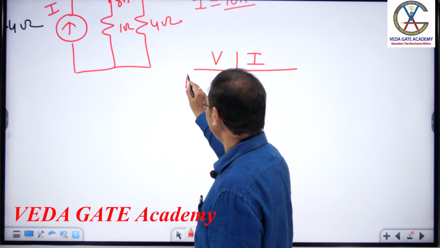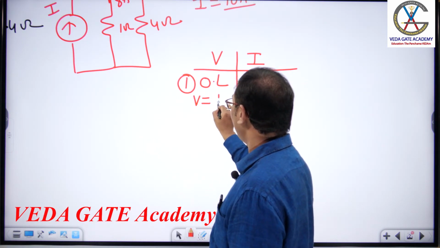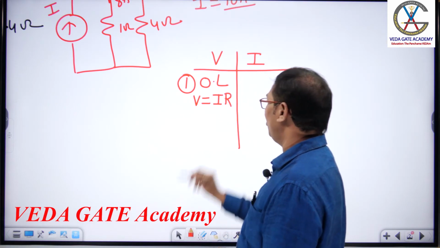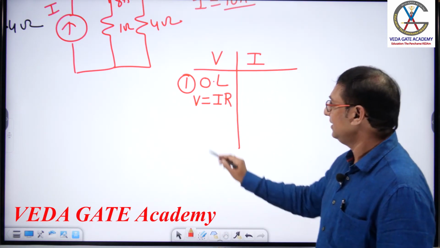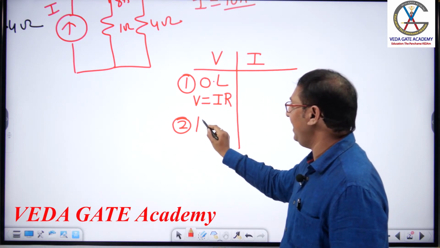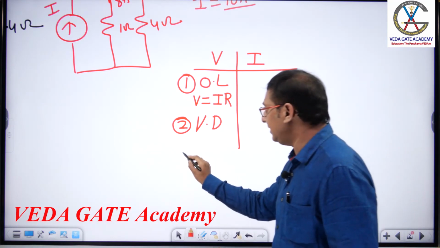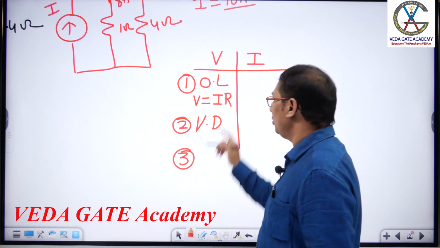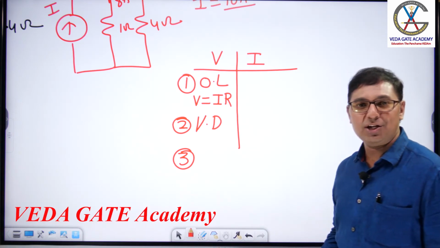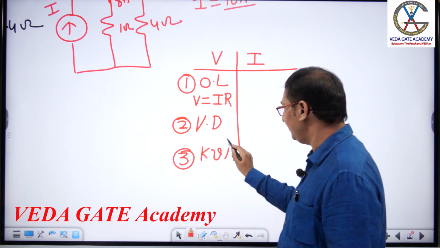The very first technique for calculating voltage is Ohm's law with the formula V equals I into R. Next, the second technique for calculating voltage is voltage division. Third technique to calculate voltage: Ohm's law not possible, voltage division not possible, only one saviour, it is KVL.